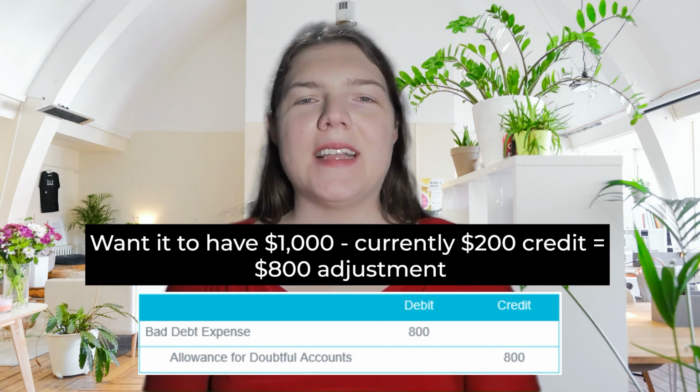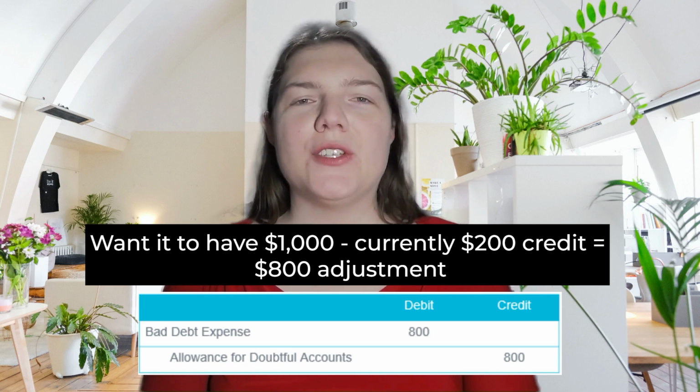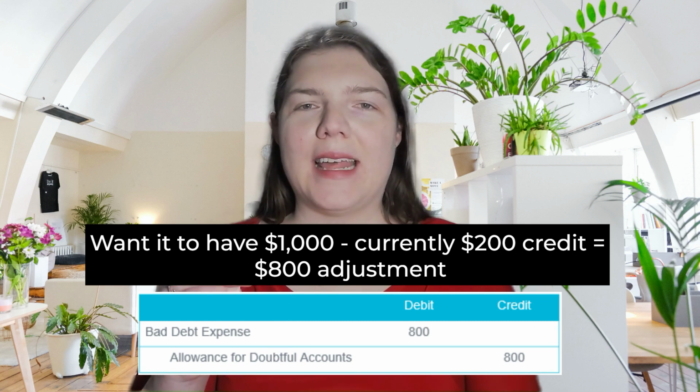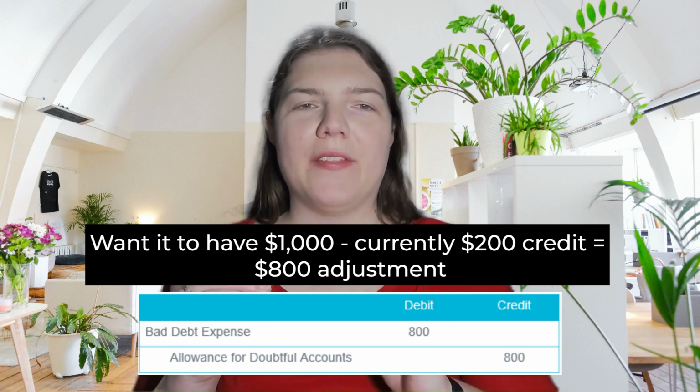Importantly, we always want our allowance to have a credit balance because it's a contra asset account with a normal credit balance. Step 2, we compare that number to what it currently is. If, for example, we want the allowance to have $1,000 in it and it currently has a credit balance of $200, we do 1,000 minus 200 to get an $800 adjustment we'll make: debit bad debt expense for $800, credit the allowance for doubtful accounts for $800.